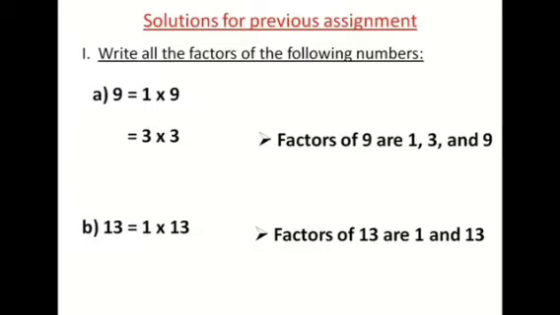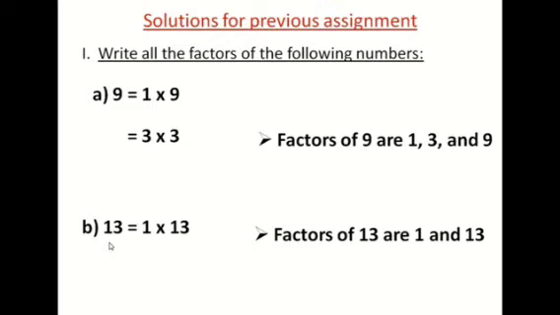Check the solutions for your previous assignment. First main, write all the factors of the following numbers. Question number A, 9. So if you factorize 9, you can write 1 nines are 9 and 3 threes are 9. So 1 into 9 and 3 into 3. So the factors of 9 are 1, 3 and 9.